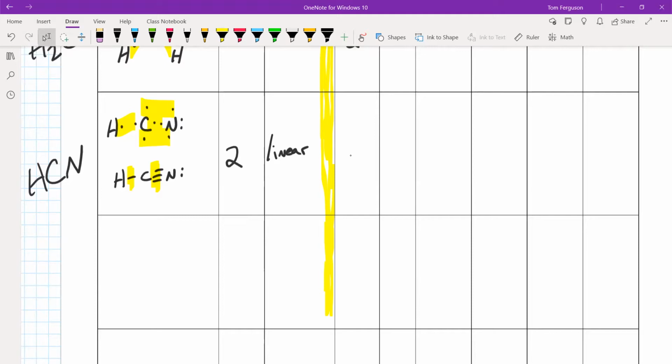Okay, so we analyze the Lewis dot structure. We have 2 electronic domains. That means electronic geometry is linear. It has 2 bonds, that's the CH and CN, and no non-bonding. So that means this is linear. So with 2, we have linear electronic and linear molecular geometries. They're the same. The angle is 180. So that's 3 examples.